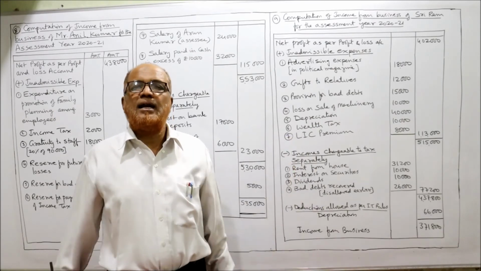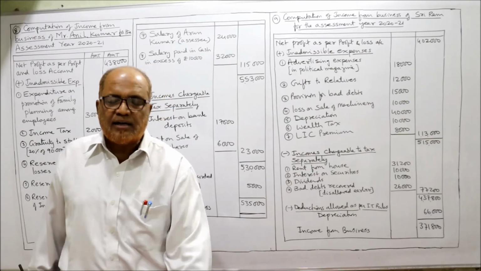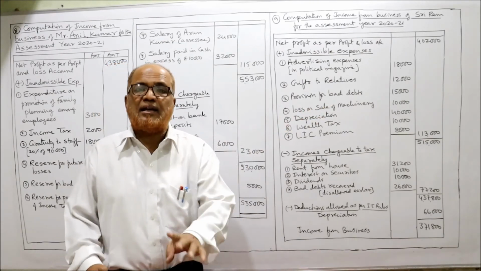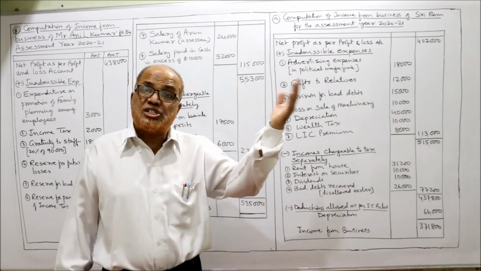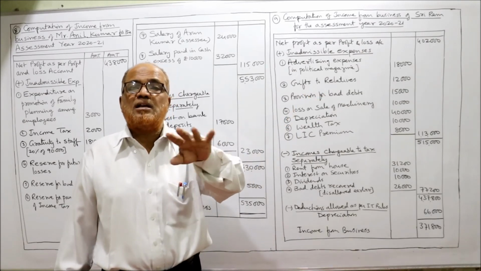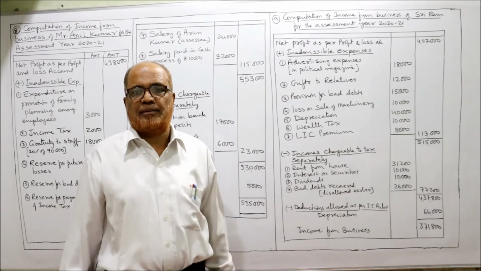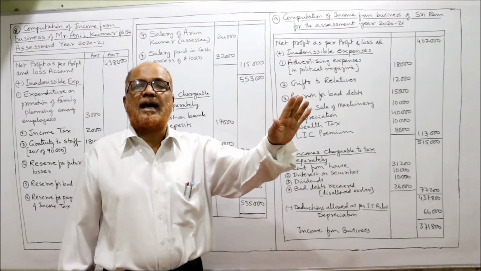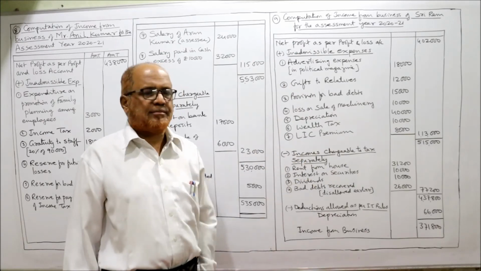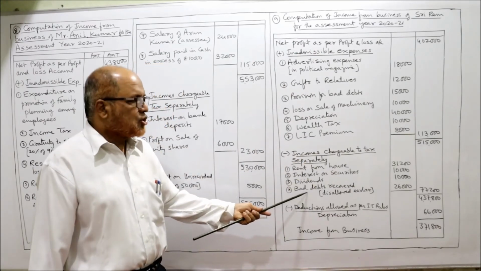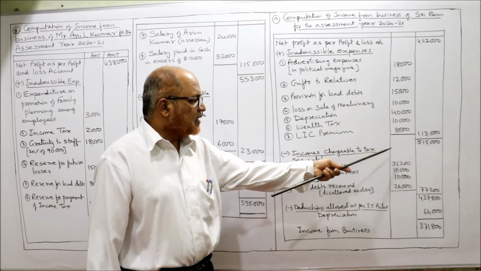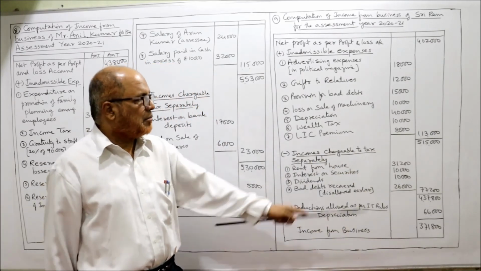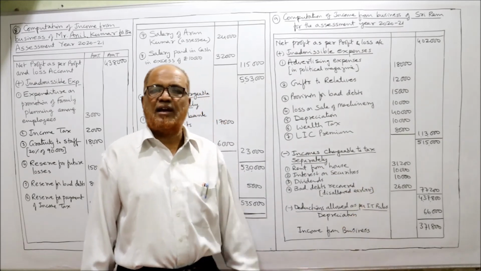Last one, bad debts recovered. Just now I told you it was disallowed earlier. Last line it is given. It was disallowed earlier, so bad debts recovered is not a taxable income. If it is disallowed earlier, it is not a taxable income. So it should be deducted, 26,000. Take the total, 77,200 should be deducted from 4,37,800.